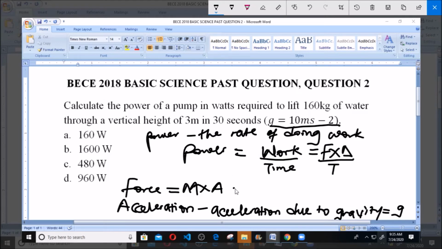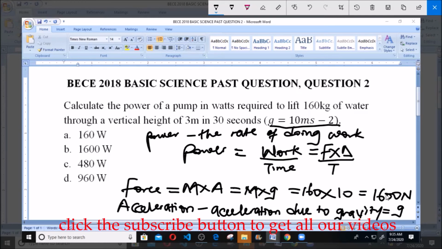So definitely our force is equals to mass times acceleration due to gravity, g, and this is equals to 160 times 10. 10 is our acceleration due to gravity, and this will give us 1600 Newton. So our force is equals to 1600 Newton.